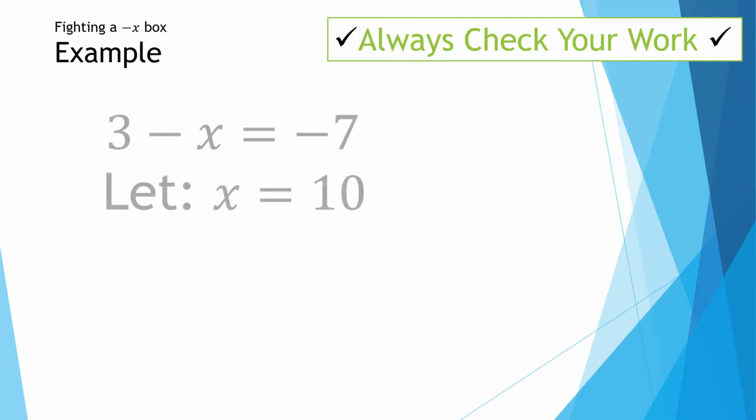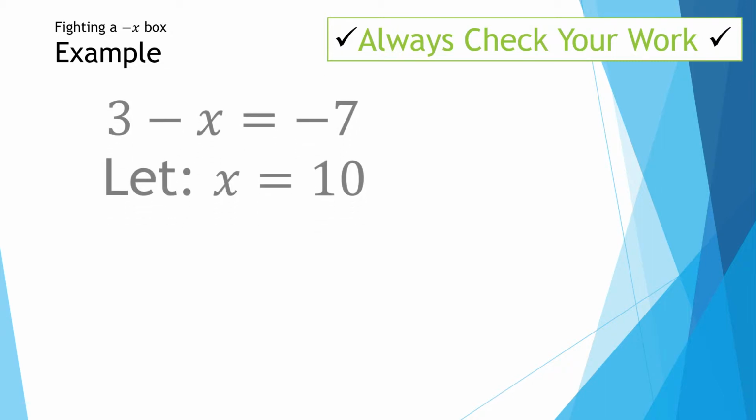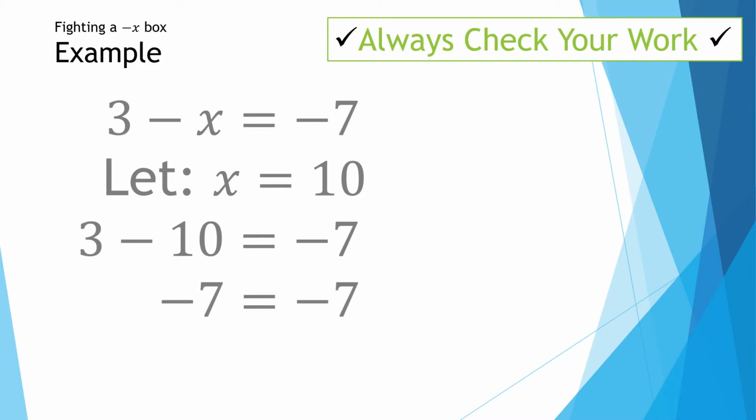Again, we always check our work. I think that x is equal to 10. Let's check. We have 3 minus x is equal to negative 7. That's the original problem. And we think that x is equal to 10. We write down the original problem, 3 minus x, but instead of writing an x, we put a 10. So 3 minus 10 is actually equal to negative 7. So negative 7 equals negative 7. This checks out. This is true.